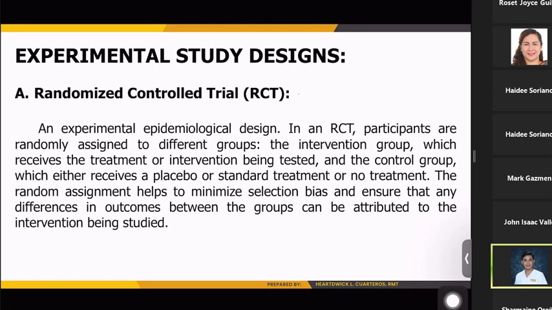Take note guys, this is an experimental study. Okay? Meaning, we test here treatments and also your controls. Okay? So, syempre, kapag experimental, we should have the treatments and controls. Okay? Importante lalo si controls. Okay? So, the random assignment helps to minimize selection bias to ensure that the difference in outcomes between the groups can be attributed to the intervention being studied.